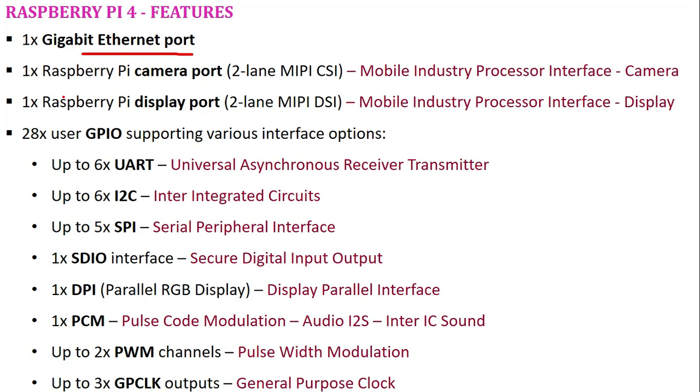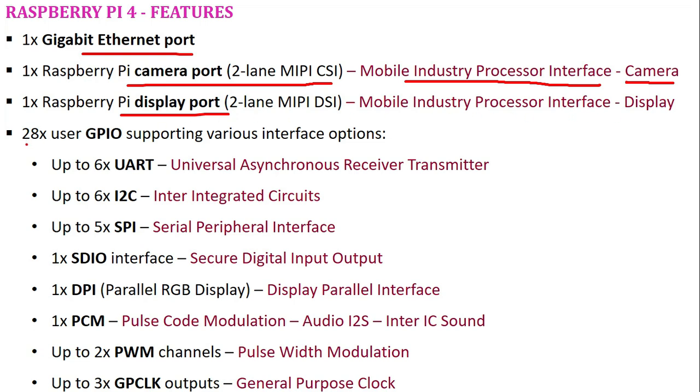Then we have one Raspberry Pi camera port with 2-lane MIPI CSI. MIPI stands for Mobile Industry Processor Interface, and this interface is used for interfacing a camera to the Raspberry Pi module. In the same way, we also have one Raspberry Pi display port with the 2-lane MIPI DSI interface. Here also MIPI stands for Mobile Industry Processor Interface, for display.